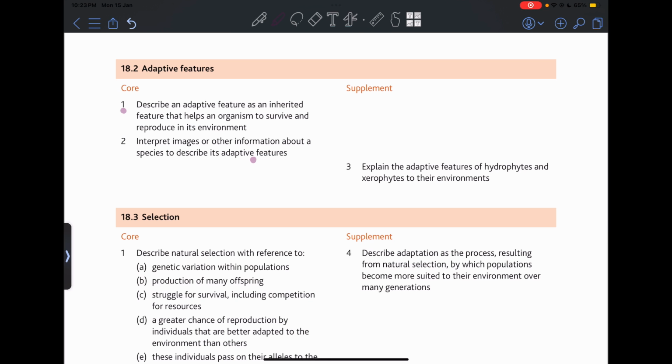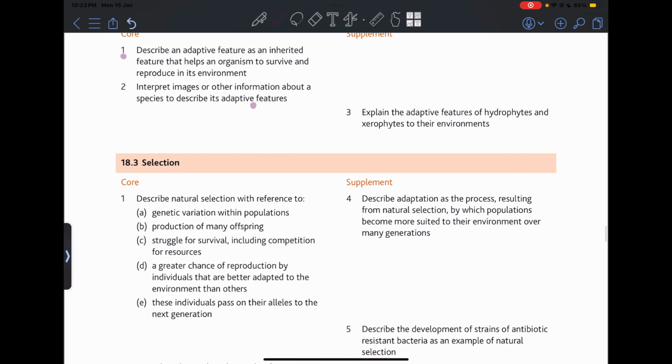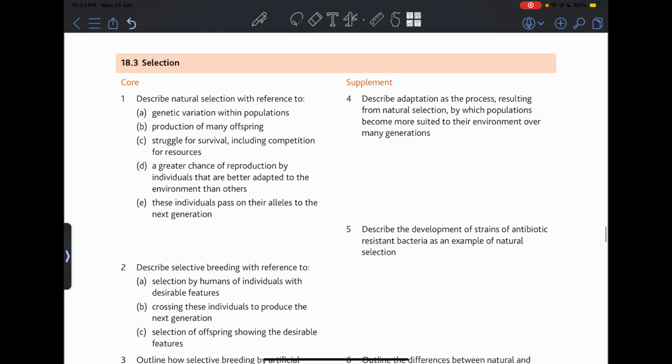Extended students explain the adaptive features of hydrophytes and xerophytes to their environments. Hydrophytes are those plants that live in the water, such as water lilies. There are adaptive features for them. You can see them in your book.